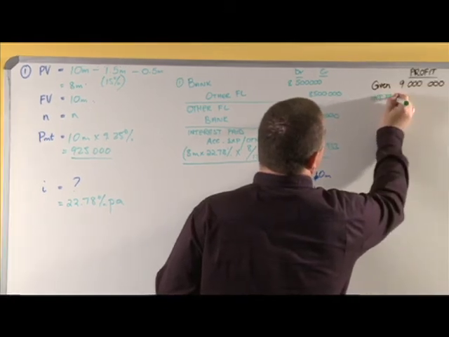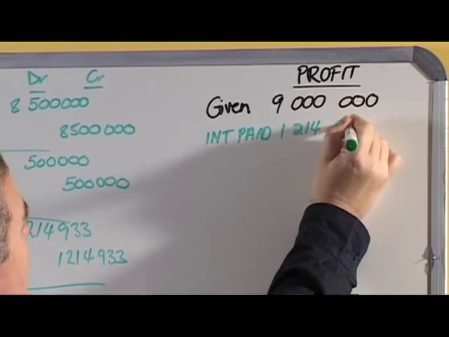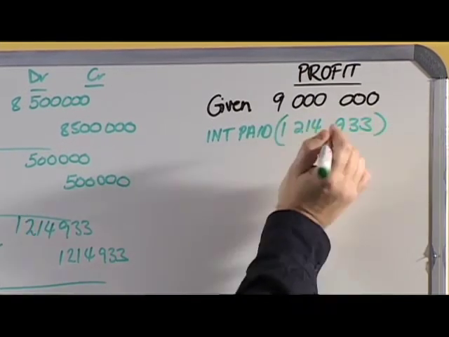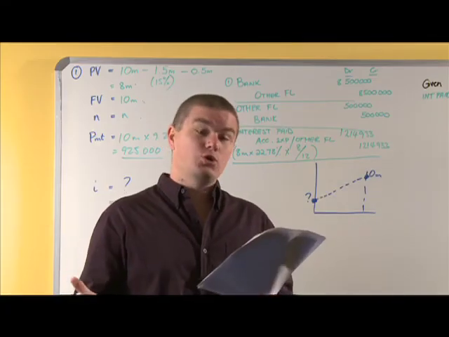So my interest paid, I must take into account 1,214,933, drop, interest paid. And that's how we deal with the first one. Not too daunting.